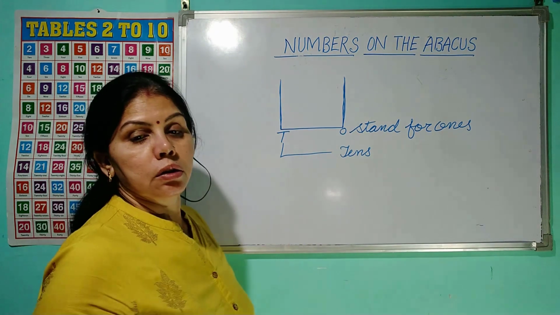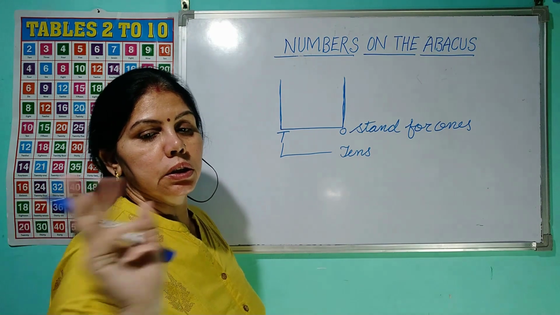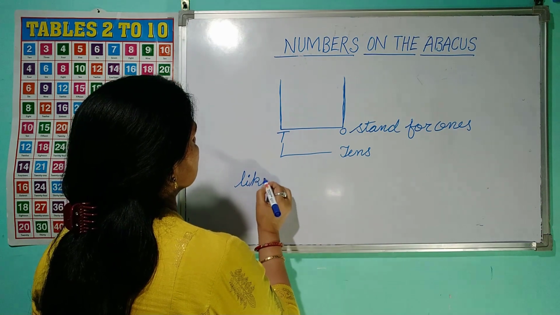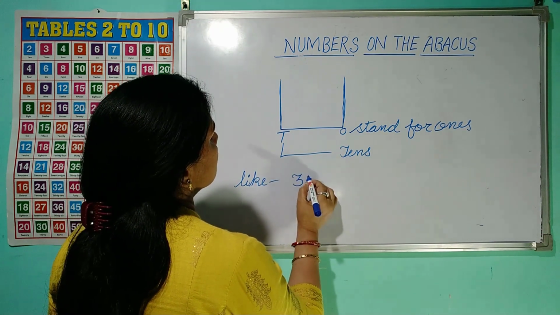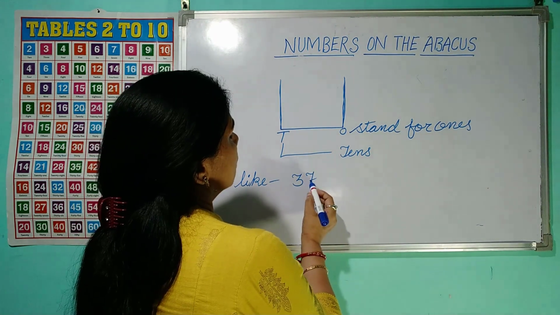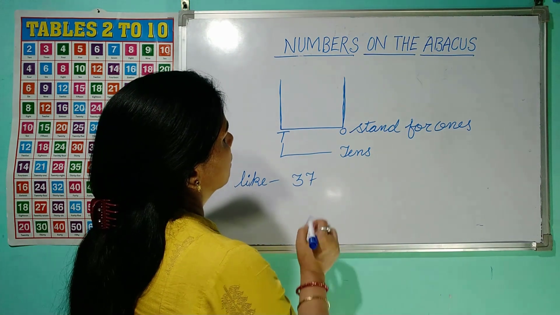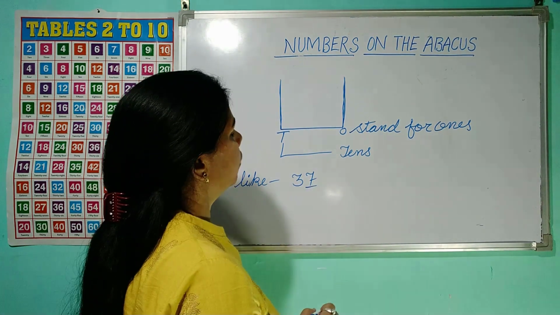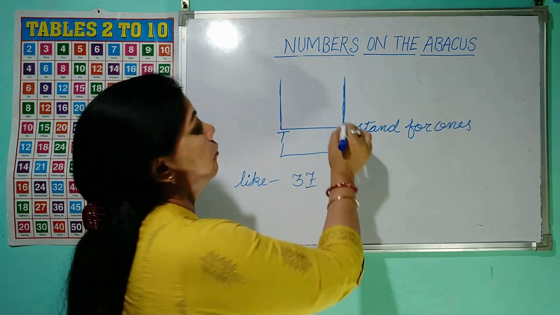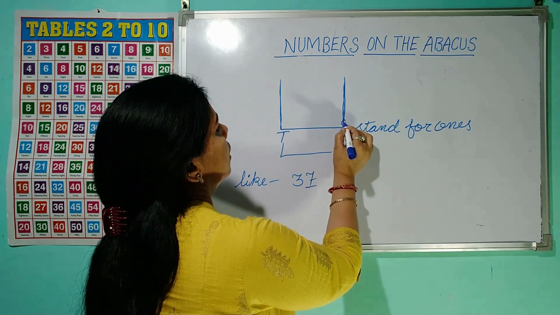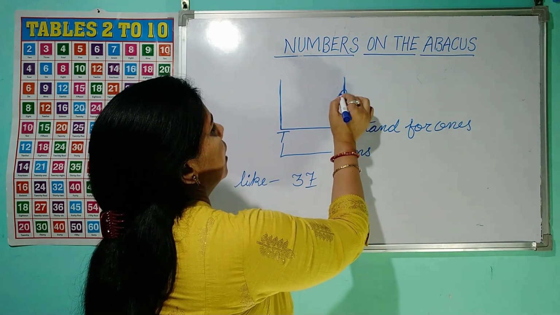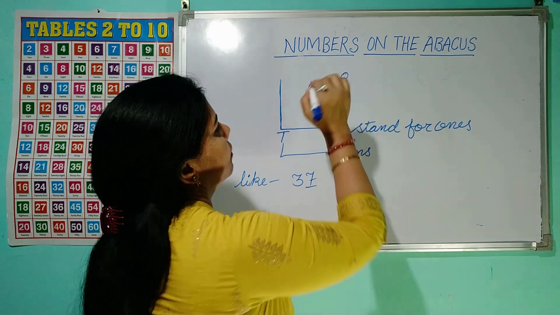We take a number to draw beads on abacus, like 37. In 37, 7 is on ones place. So we draw 7 beads in one spike. 1, 2, 3, 4, 5, 6, 7.